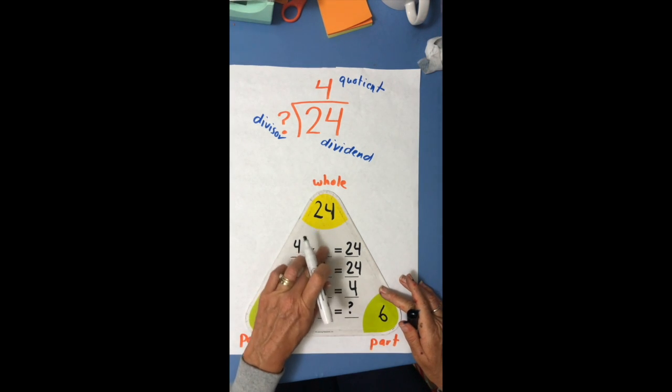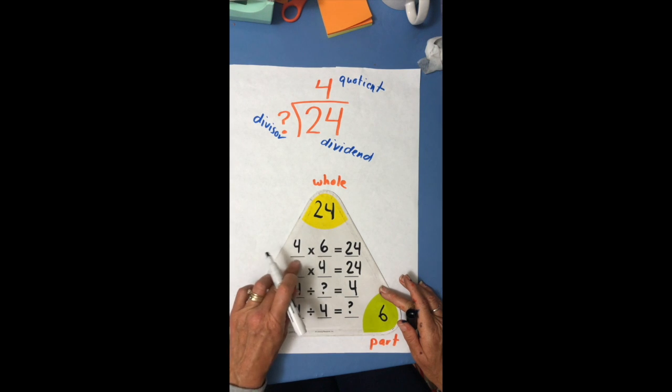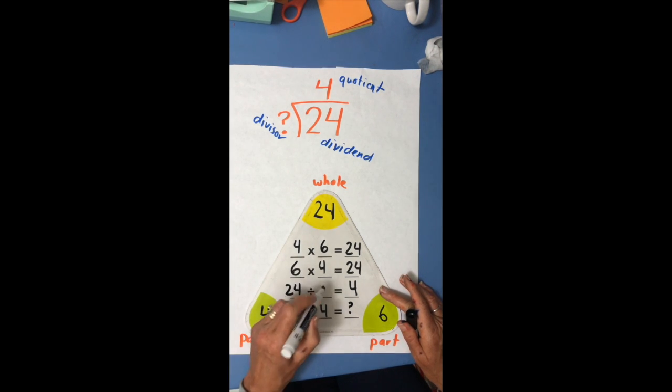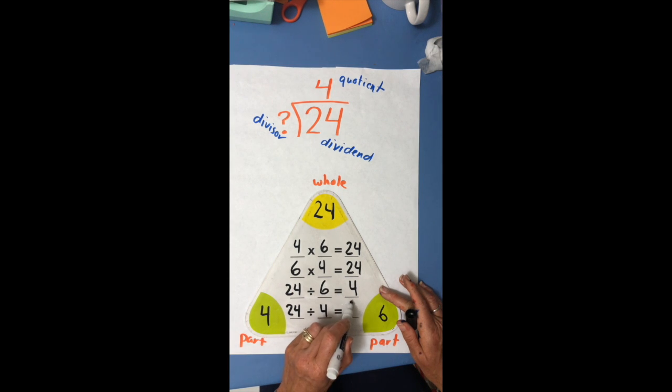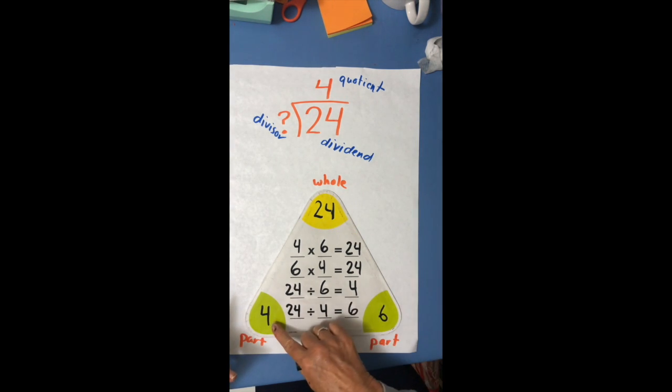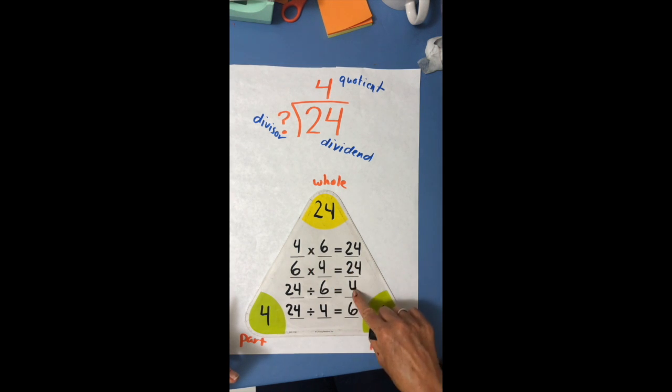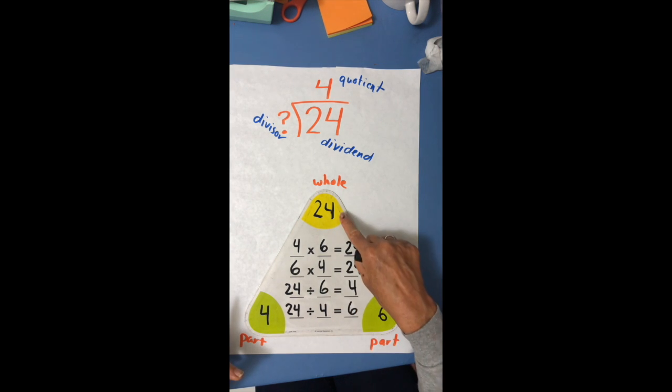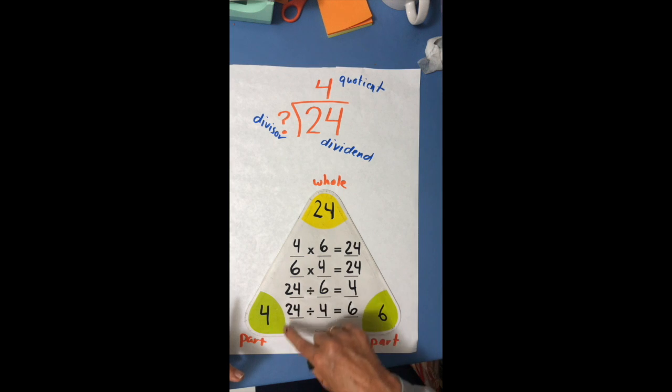Wherever there was a question mark, I put a 6. And now I have all of my family members in my fact family. I have a 4, a 6, and a 24. Remember, these are the only members of the family, even though 12 times 2 equals 24 and 8 times 3 equals 24. Those are different families. This is our family. So each one of these equations has a 4, a 6, and a 24.